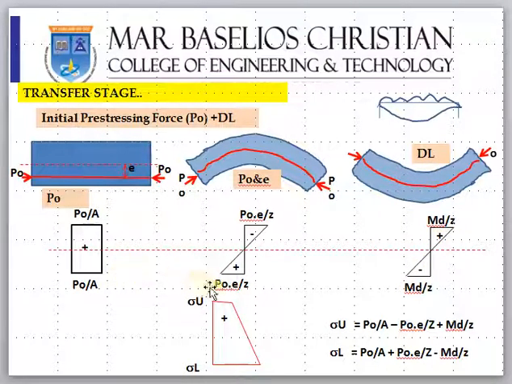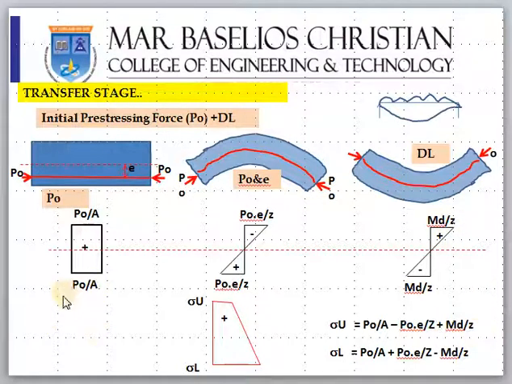So your resultant stress, the actual stress in the beam at the top fiber, will be sigma top. I can write P0 by A positive, minus P0 e by Z, taking only the top, it is negative here because the top is in tension, minus P0 e by Z plus MD by Z.